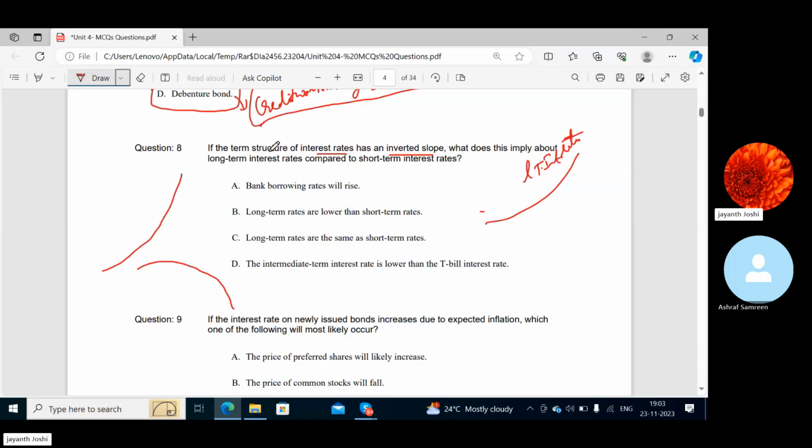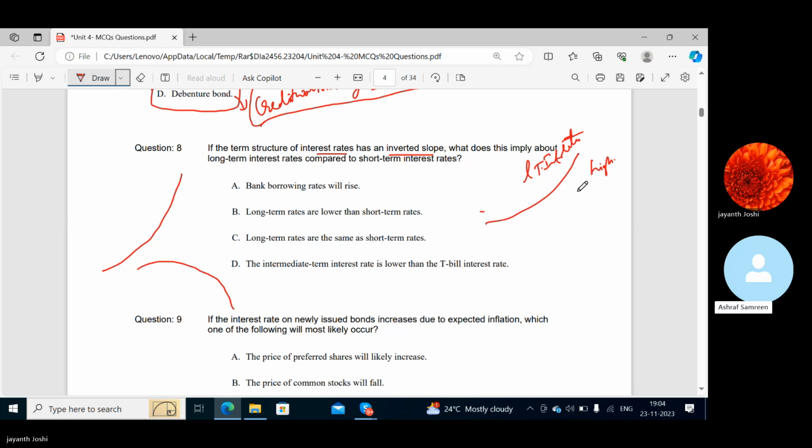So if the term structure of interest rates has an inverted slope, we already discussed that long term interest rates will be high, as it is for a very long period of time, and short term will be more liquid, less risky, right? So if the term structure has an inverted slope, what does this imply about long term interest rates compared to short term interest rates? Long term rates are lower than short term rates. Lower than. Why?